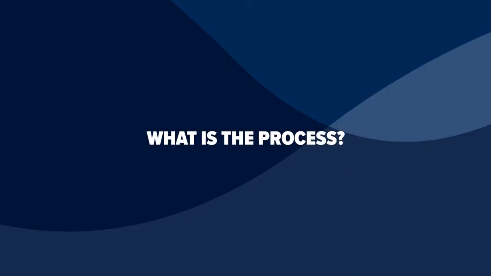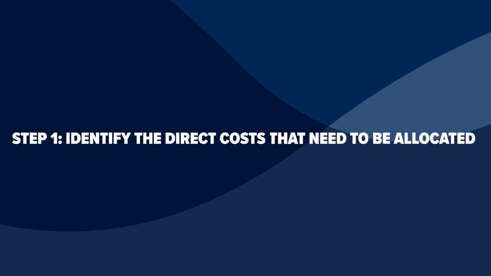What is the process? Now that you know what cost allocation is and why it's important, let's dive into the process for allocating costs. Step 1, identify the direct costs that need to be allocated. For Lisa's Luscious Lemonade, the cost object is a jug of lemonade. For a larger, more complex business, cost objects can be a product line, a department, or a branch. Allocating direct costs is usually pretty simple.